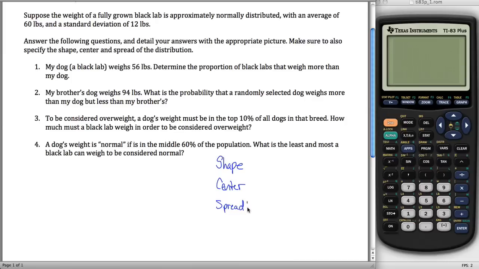Seems a little stupid right now, but as we get further on, you'll see that there's more of a justification for this stuff, so it'll be important to specify what's going on. But the shape, it tells us straight in the problem that it's approximately normal. The center, we want to report the mean. Because it's approximately normal, because it's symmetric, the mean is our best measure of center. And in this case, the mean is given to us to be 60. And again, because it's roughly symmetric, for the measure of spread we want to use the standard deviation, which was given to us to be 12.